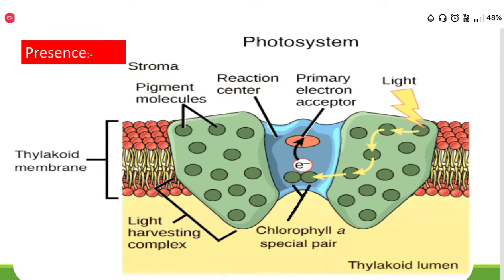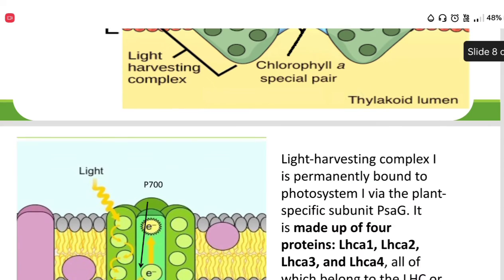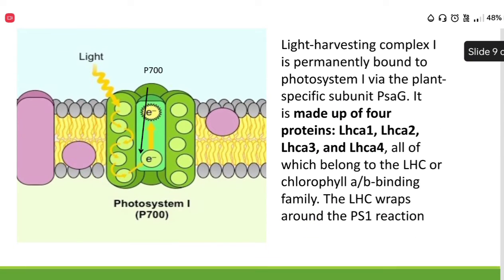So in case of LSC, the first question arises that where it is present. So it is located at the thylakoid membrane, and which consists of pigment molecules, reaction center, and primary acceptor of electron. Then as we have discussed that there is presence of LSC1 for photosystem 1, and here the reaction center is P700.